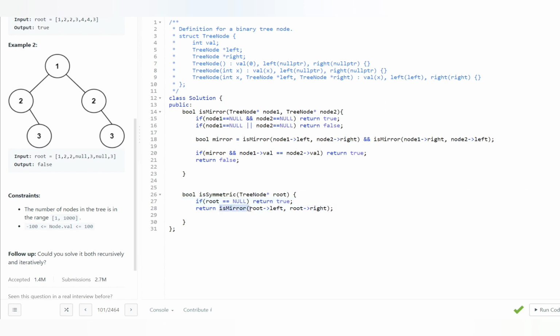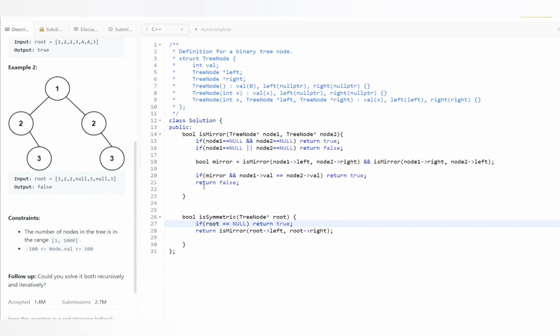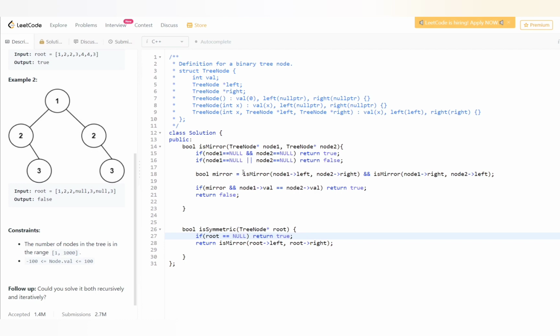Then we have written this isMirror function that I'll explain in a bit. If the left side of the root is a mirror of the right side of the root, then this function will return true, and the isSymmetric function will also return true. And if they are not mirrored, then isMirror will return false, and then isSymmetric will also return false, right? So let's talk about the isMirror function.